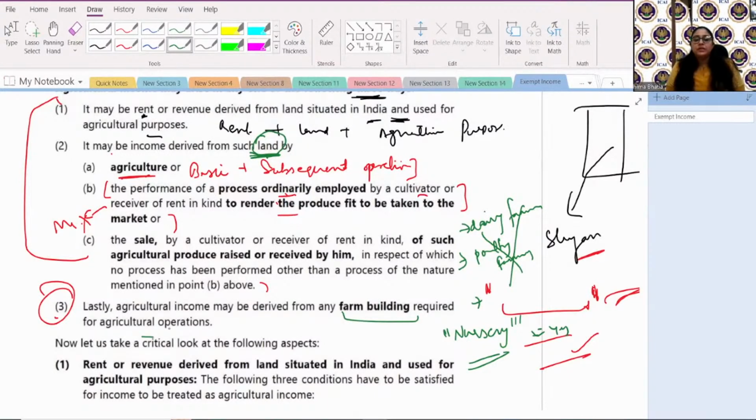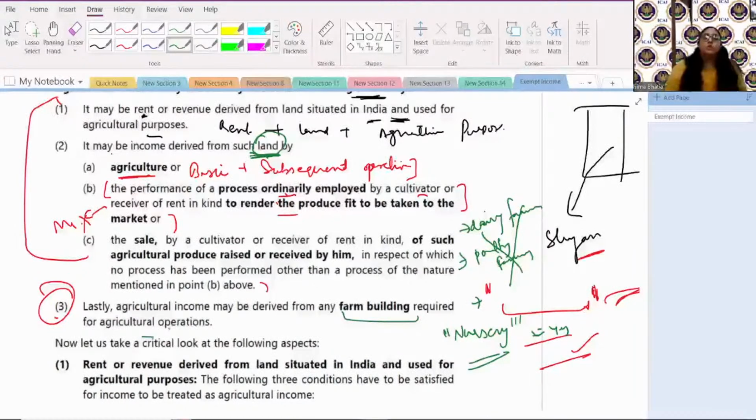Now suppose I have a farm building, I've given it on rent. Whatever rent I'm receiving, it's not from that land, but it's from a farm building. It would be an agricultural income. That building should be used for storehouse or dwelling. Dwelling means staying operations. That is immaterial, but it should be related to agricultural operations.